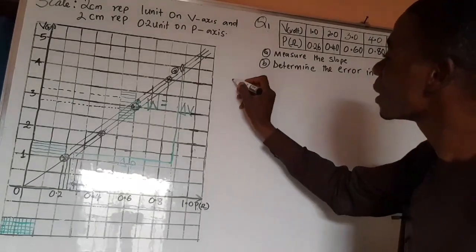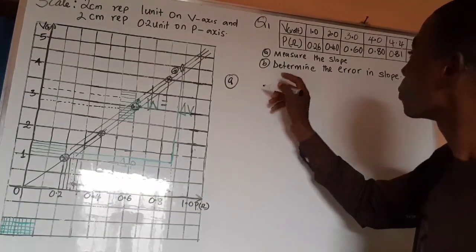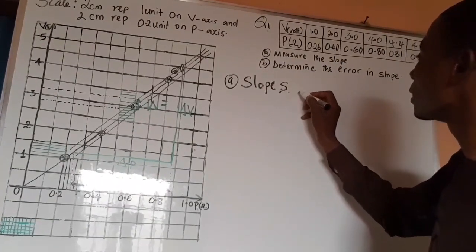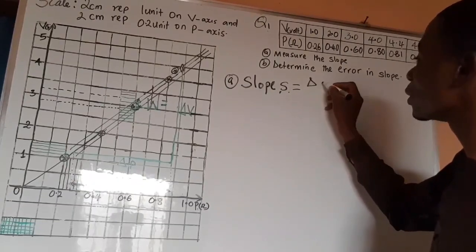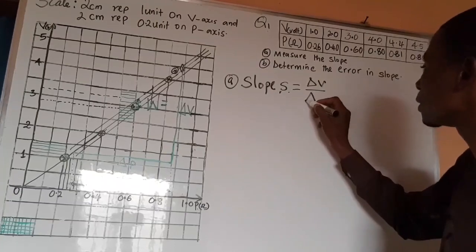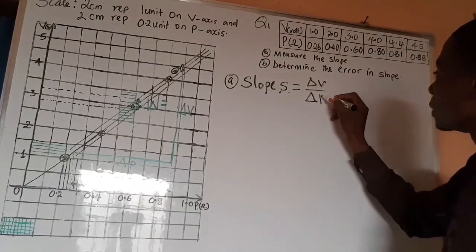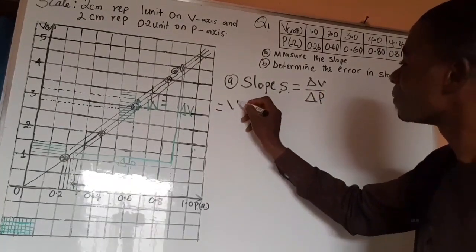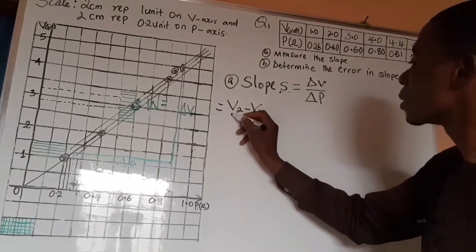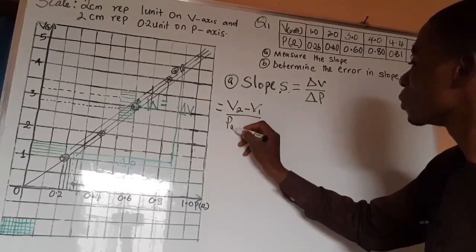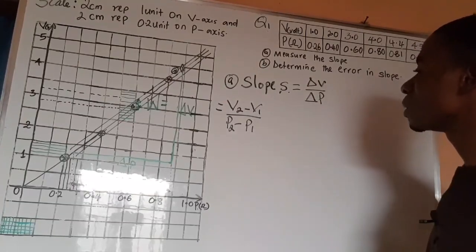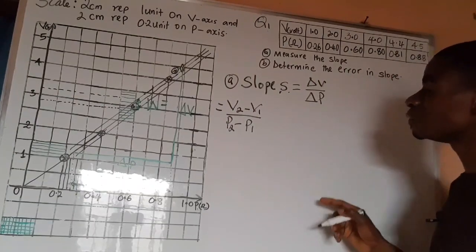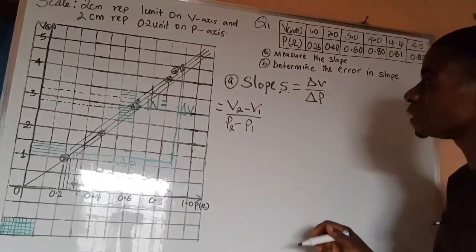Okay? So you write down your A. They said measure the slope. So you write: slope S is equal to change in V over change in P. Okay, that means you bring down your equality sign. It means that you're going to have V2 minus V1 all over P2 minus P1. Okay, so you have to fall back to your graph to find out where is V2, where is V1, where is P2, where is P1.